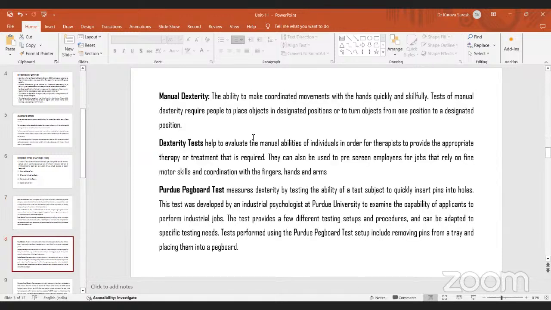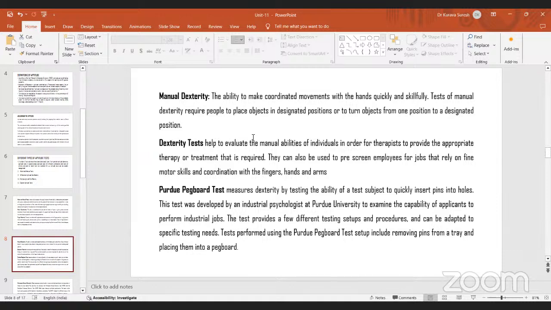Manual dexterity is the ability to make coordinated hand movements quickly and skillfully. Tests of manual dexterity require people to place objects, or turn objects from one position to another designated position.